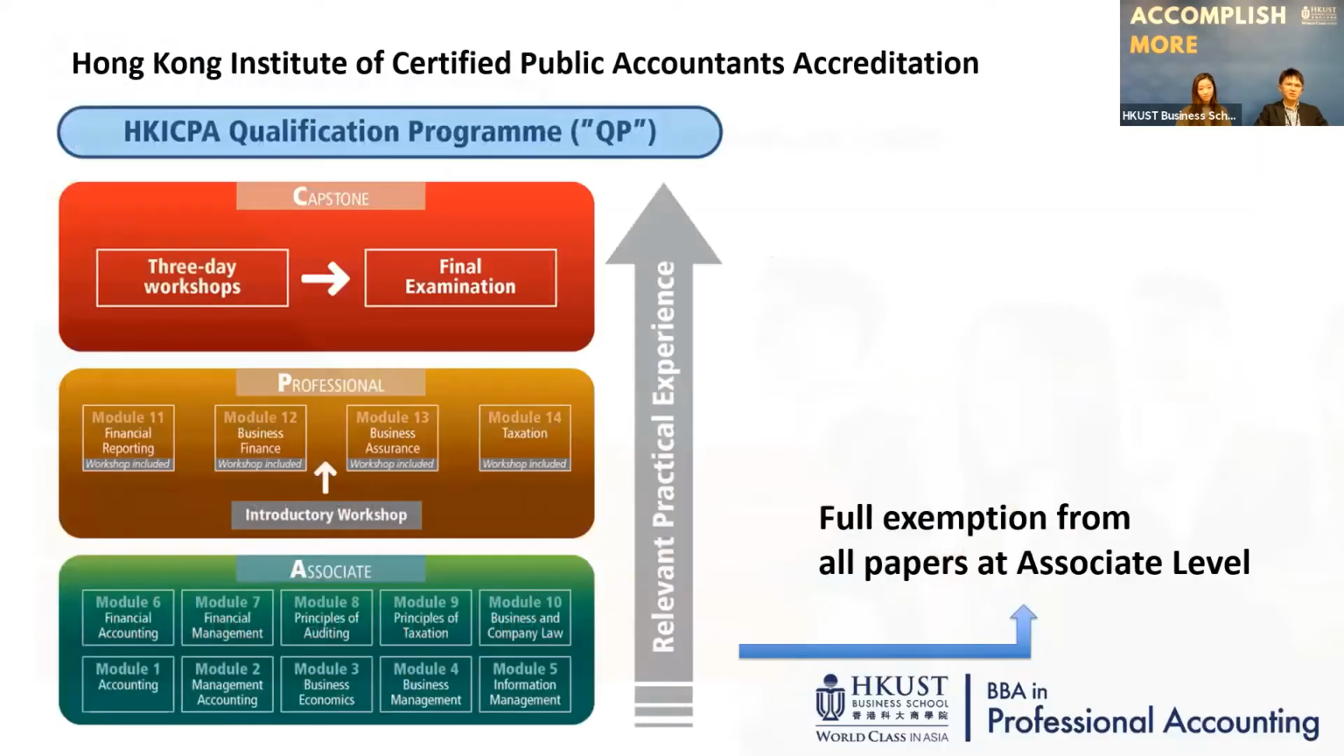In particular, when we talk about the Hong Kong Institute of Certified Public Accountants, in short HKICPA, which is the sole licensing body that regulates our profession and also grants licenses to professionals, a graduate can successfully obtain a full exemption from all the papers at the associate level. There are altogether 10 of them. So in other words, a graduate will be able to seamlessly enroll in the 4 modules at the professional level right in the year of graduation. So it's definitely a plus for our accounting major graduates.